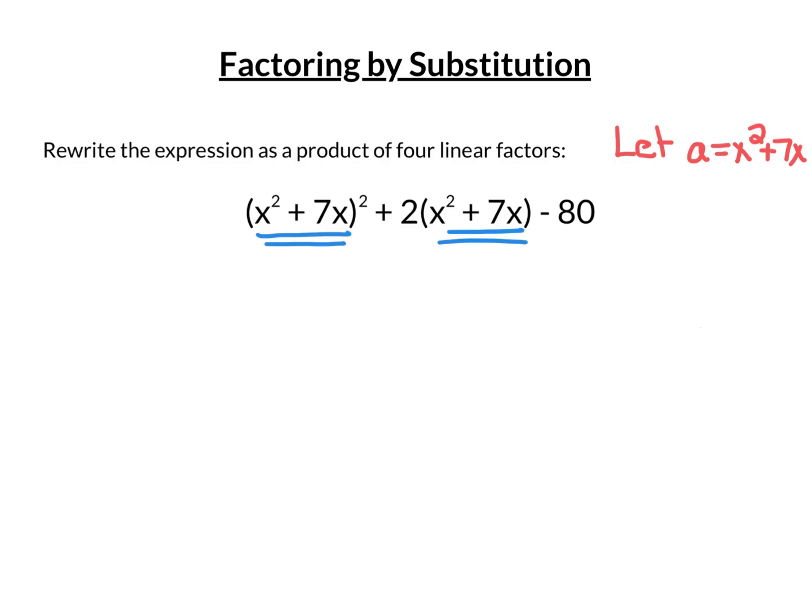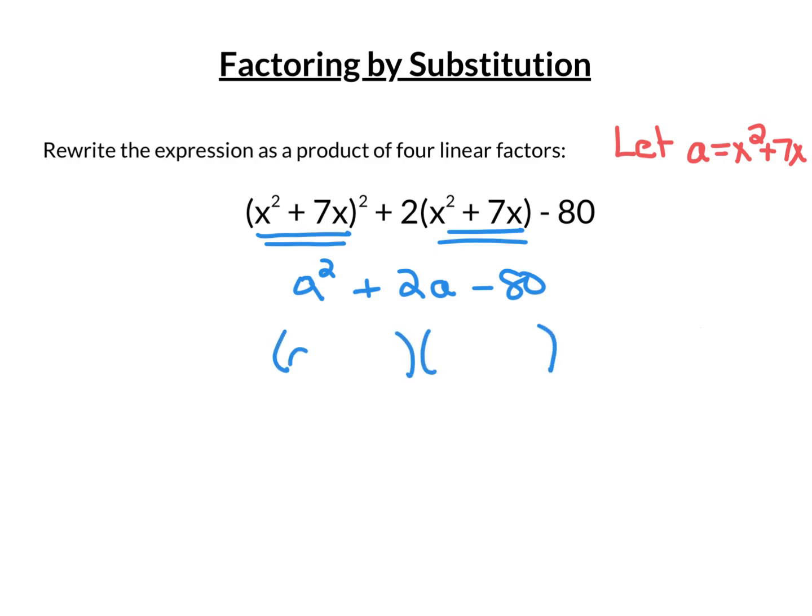Okay, so again, I'm going to rewrite that as a squared plus 2 times a minus 80. So all I did was I substituted anywhere I saw an x squared plus 7x with an a. Now the reason I did that is because look at this. This is a trinomial. We know how to factor this, right? We're going to set up 2 sets of parentheses.